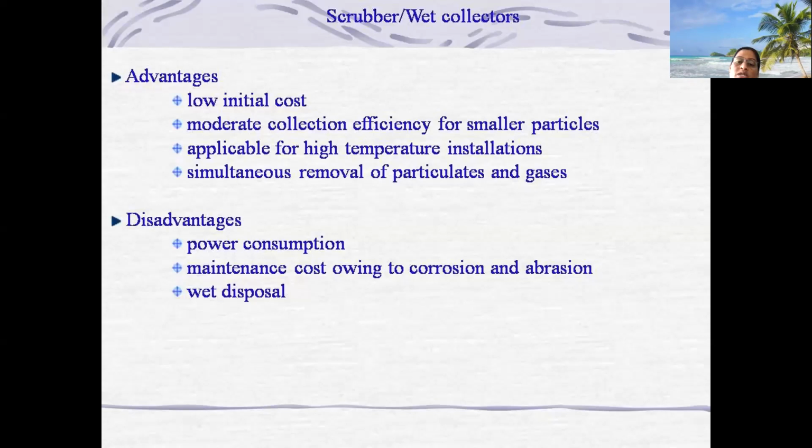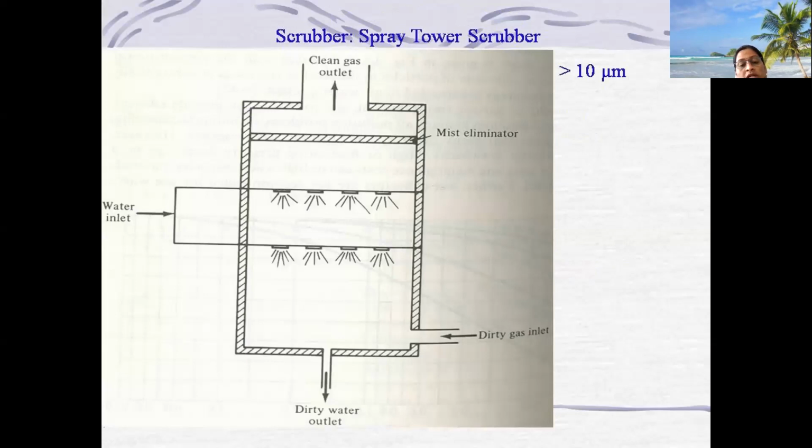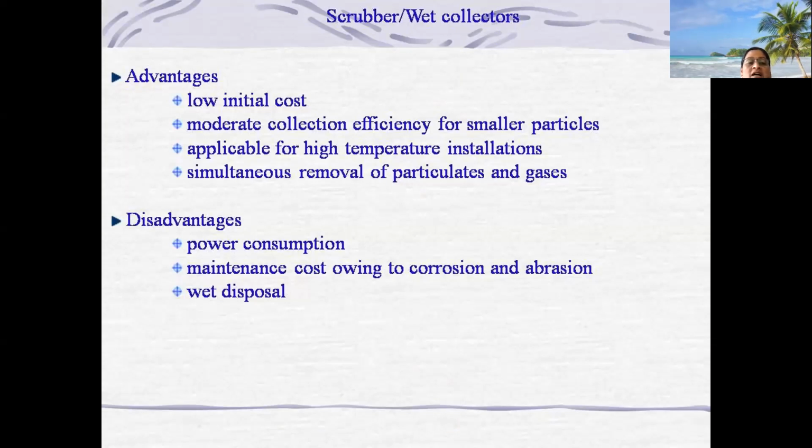Maintenance cost owing to corrosion and abrasion, because it is a wet gas collector, wet gas treatment, so there is a possibility of corrosion and abrasion too. And it is a wet disposal, in the sense that in all these types of equipment, whatever outlet is generated at the bottom will be a liquid, including this particulate matter and gas. So for that purpose, we need to go for wastewater treatment. So wet disposal is another task that will be there when you are using a scrubber for the control of air pollution. Okay.